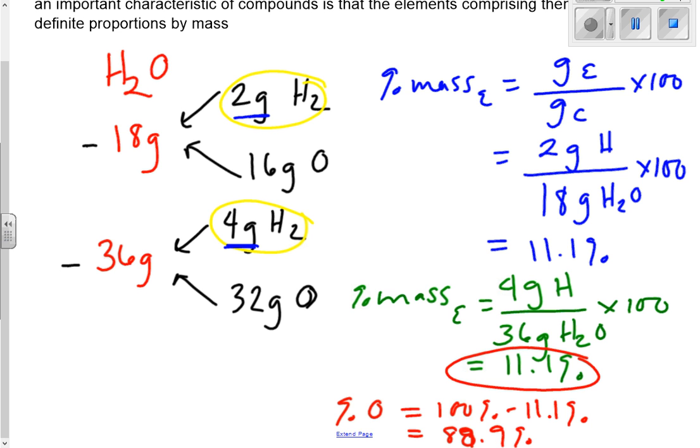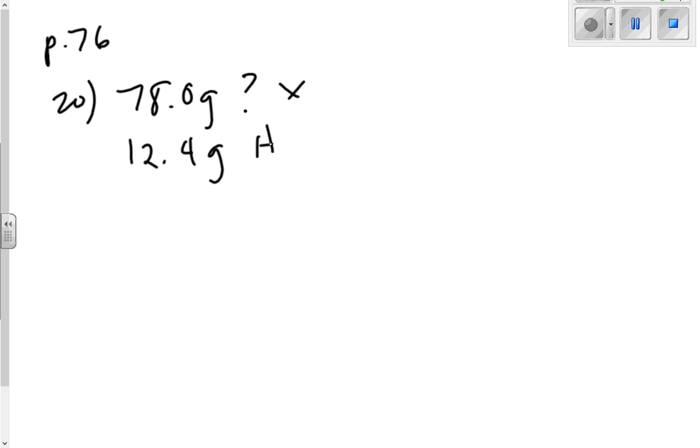So let's practice a couple of these percent by mass problems. And you find this in your textbook on page 76. So if you want to pause and do one of the practice problems and then come back and listen to the explanation, that's great. Number 20, we'll look at first. It says a 78-gram sample of an unknown compound. We don't know what that is. You could say compound X. Contains 12.4 grams of hydrogen. What is the percent mass of hydrogen in that compound?